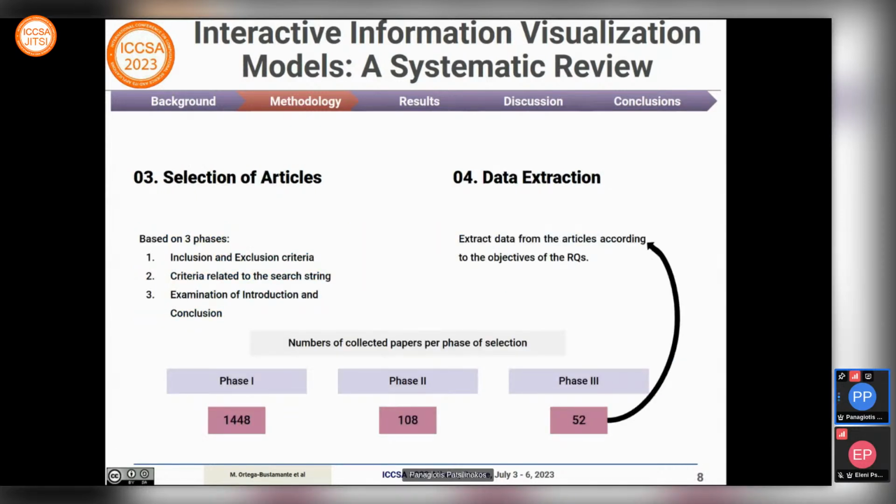For selecting the articles, it was based on three phases: the inclusion and exclusion criteria, criteria related to the search string, and examination of introduction and conclusions as a last step. And then finally, we've been able to extract data from the articles according to our research questions. So the total number of collected papers first is, as you can see, and then by the end, we've got like 52 articles to work with.